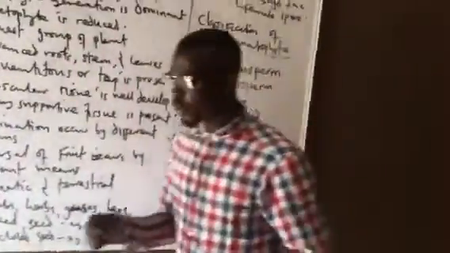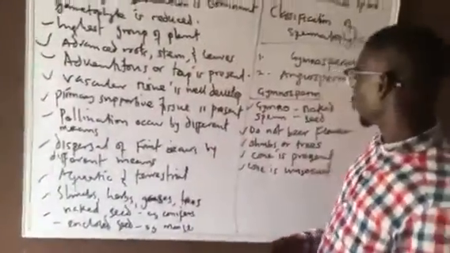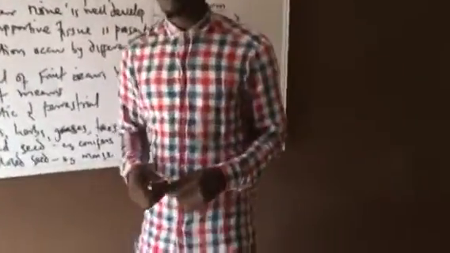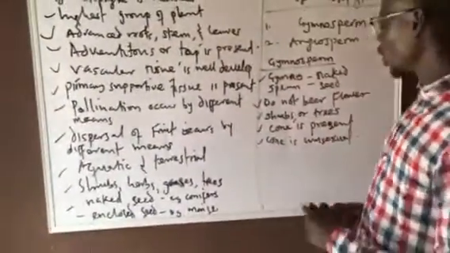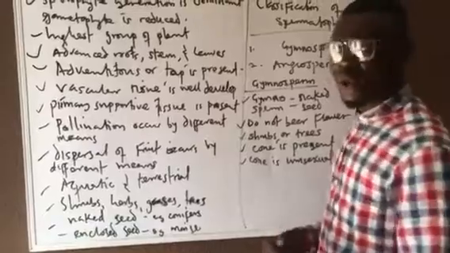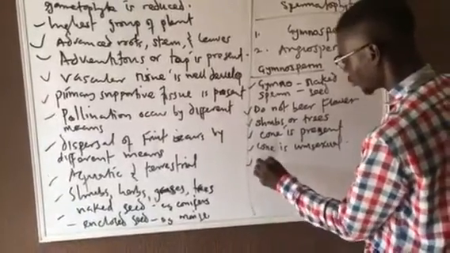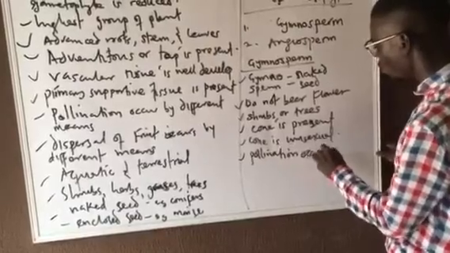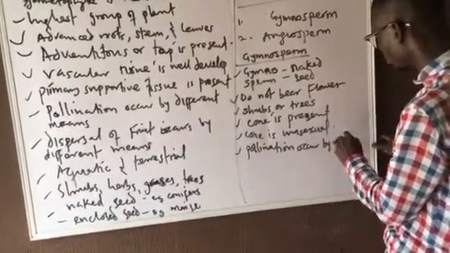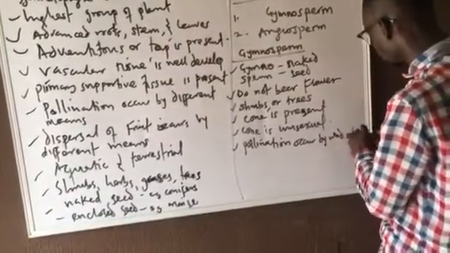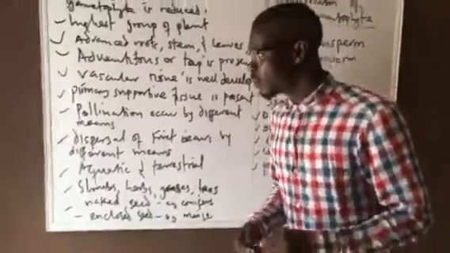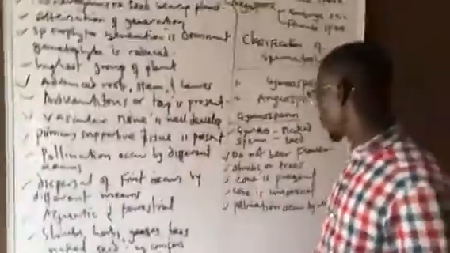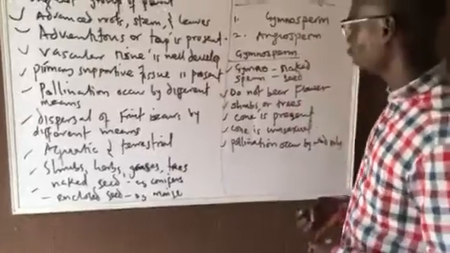So they have sporophytes, they also have gametophytes. They also carry out pollination, and pollination occurs by wind only. And this group are called Gymnosperm.